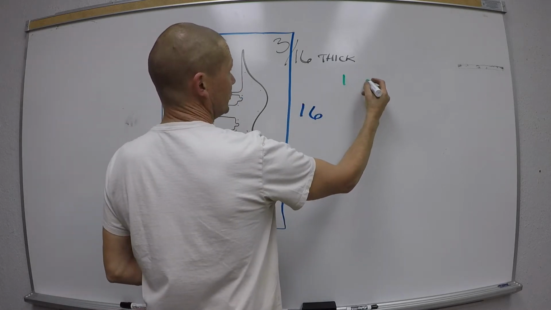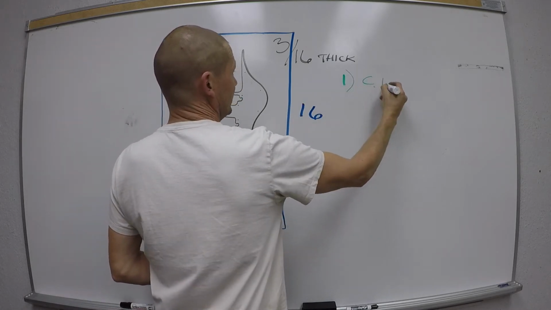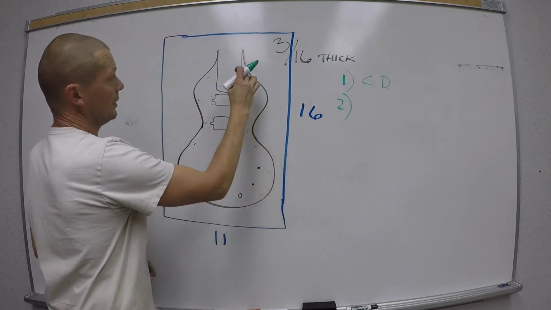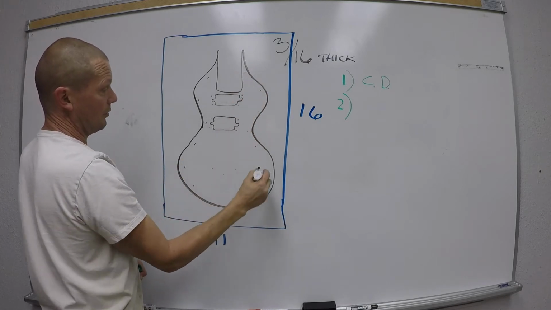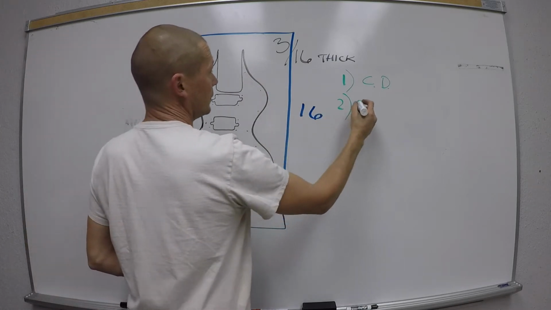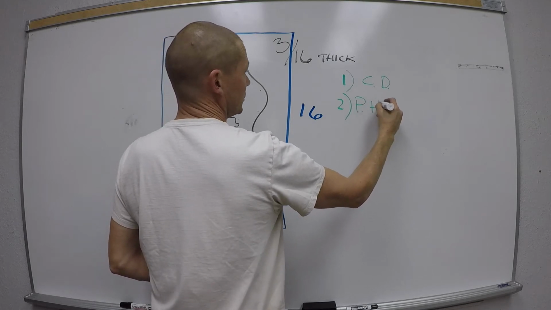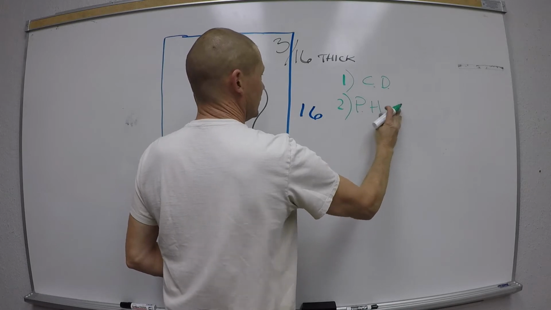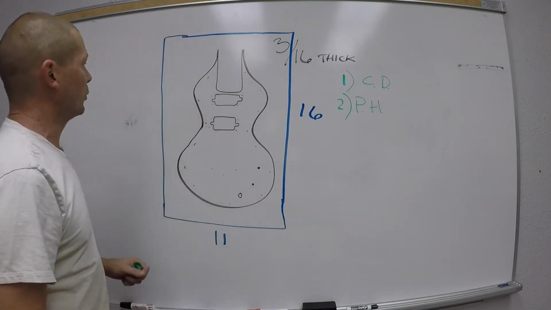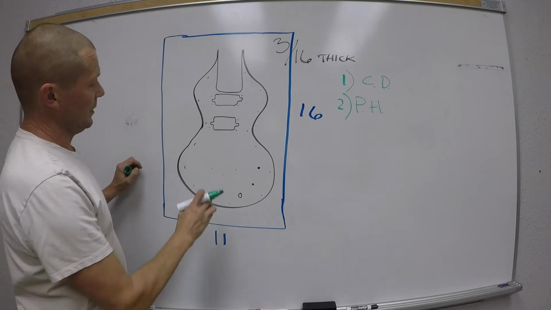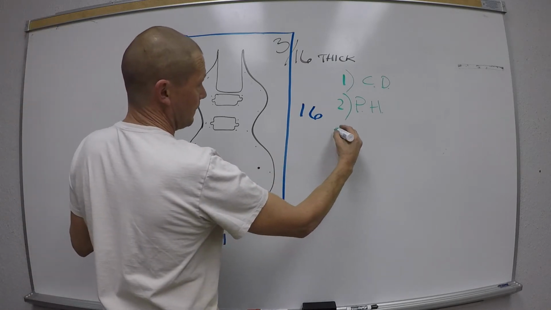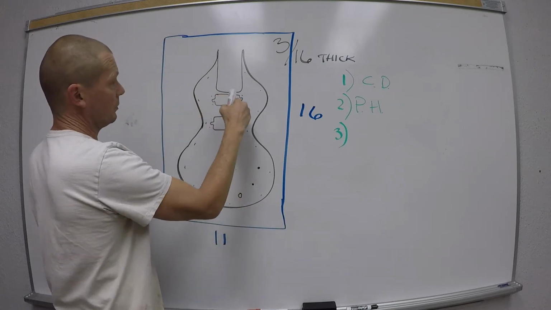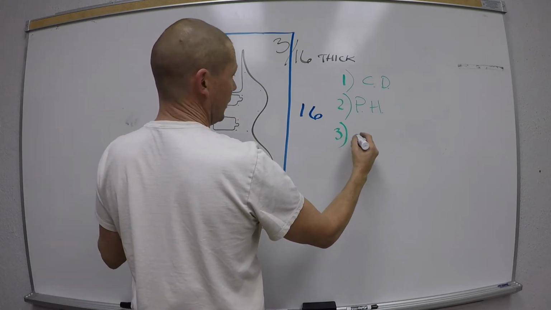So the first thing we're going to do is center drill. Then the second thing is I'm going to come in with a drill bit and drill out all these holes, okay? So the perimeter holes. I think that's, I don't remember, it's a 64. I don't remember what it is. And then we come in here. I'm sorry, the pickup holes, and we drill those out for a.